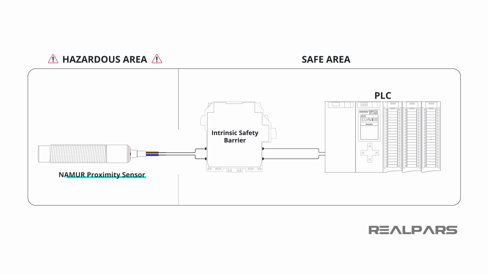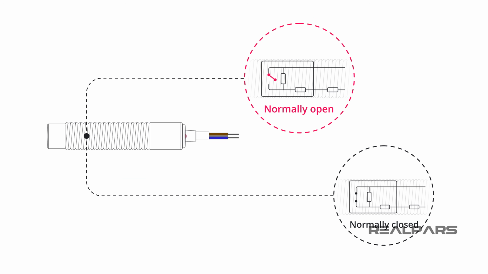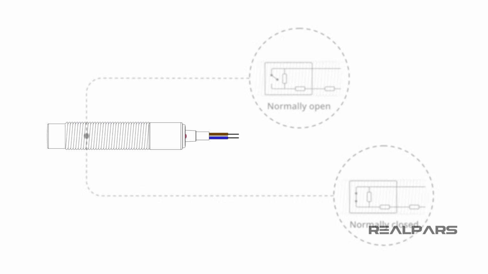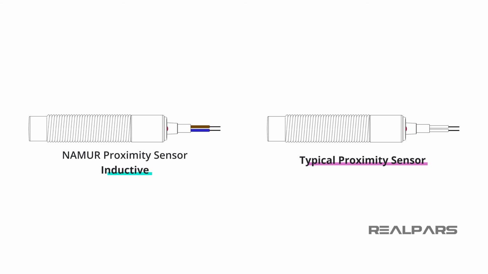All right, let's go. A Namur proximity sensor can be normally open or normally closed. Namur proximity sensors can be capacitive, inductive, magnetic, or photoelectric sensors. One could be easily fooled by assuming that a Namur sensor is a typical proximity sensor because they look very much alike. But physical shape and appearance are the only characteristics they have in common.